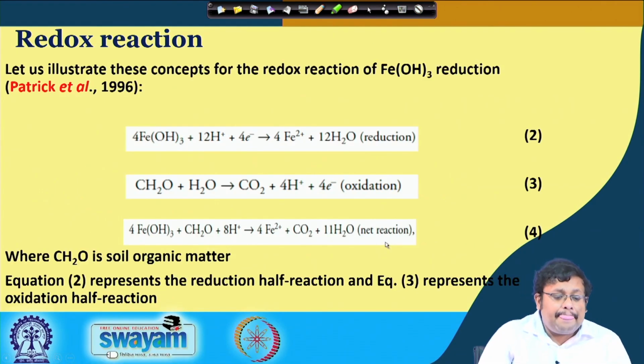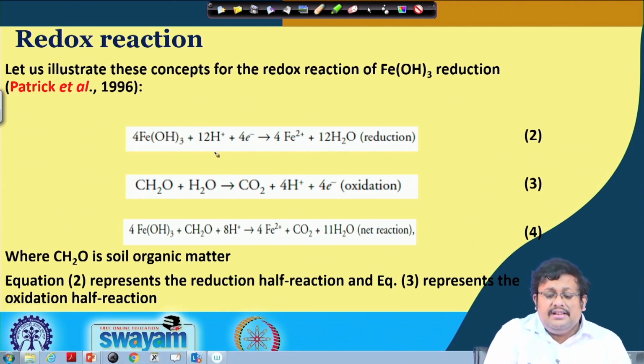So, let us illustrate this concept for the redox reaction of Fe(OH)3 reduction. Let us see this ferric hydroxide plus 12 H plus. So, here m is 12, n is 4, and ultimately we are getting the reduced form of iron, Fe2 plus, or in other words ferrous, and 12 molecules of water. So, it is basically a reduction if we follow equation 1, and also as we have talked about, there will be a coexisting oxidation half reaction also.